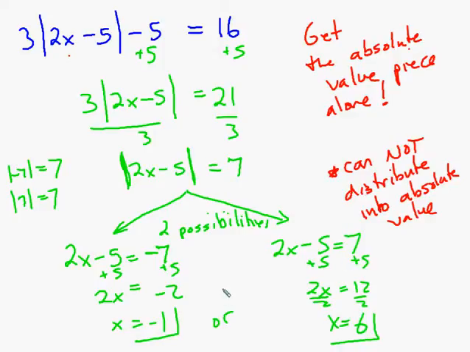Now here is the fatal mistake that many students make. They do one of these, say this one, and they say, oh, x is -1, then that must mean x could be 1. Or they do this side and say, oh, x is 6, well, then the opposite of that is -6. No. Sometimes it works out that way, but not all the time. So you have to do both possibilities.